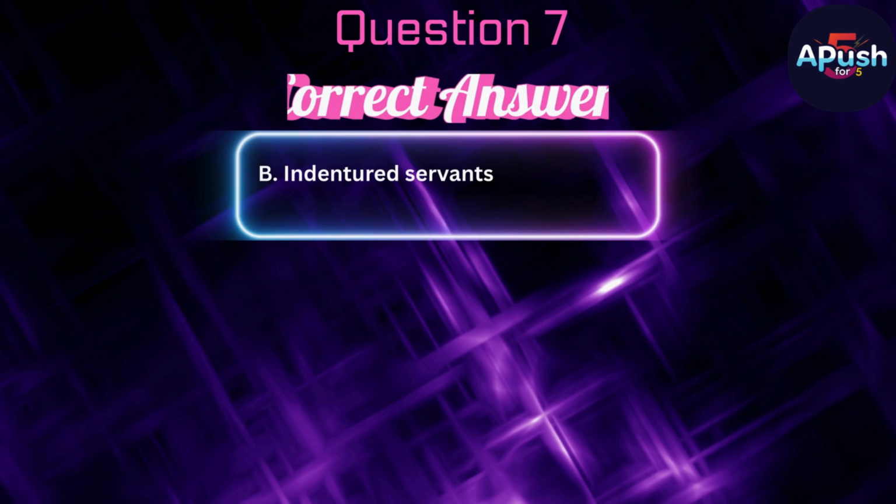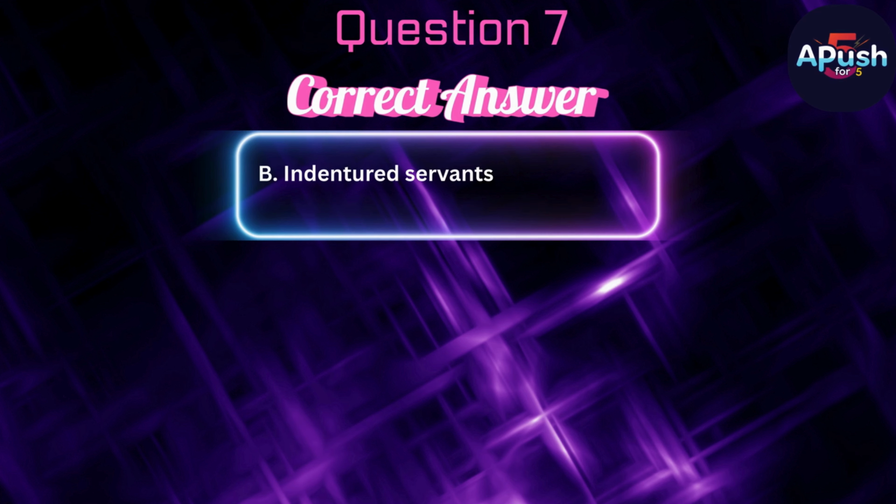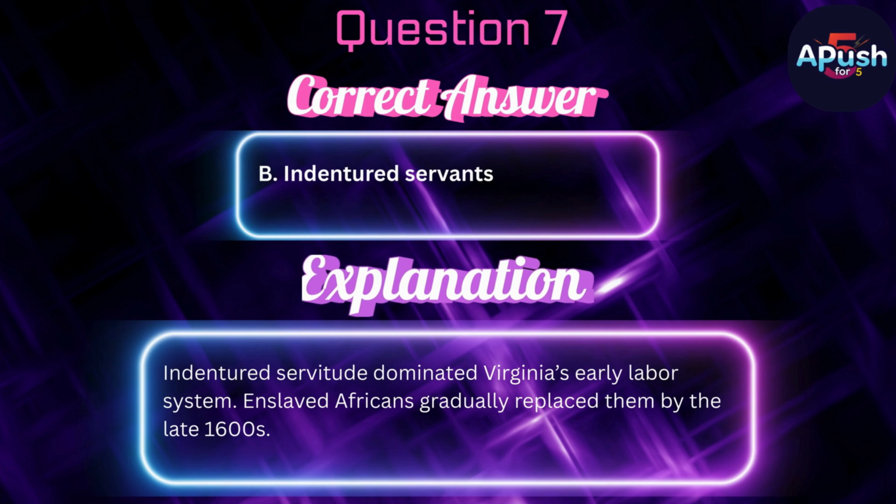The correct answer is B. Indentured servants. Indentured servitude dominated Virginia's early labor system. Enslaved Africans gradually replaced them by the late 1600s.